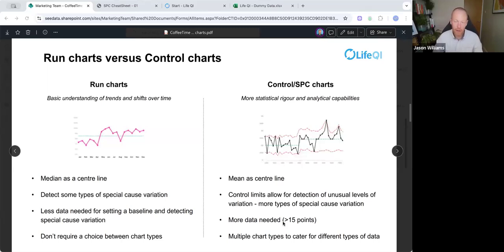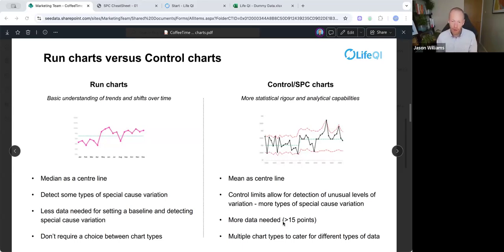But there's obviously the downside that the run chart is less sensitive, it's less accurate in some sense at detecting different types of special cause variation. Perhaps a benefit of using run charts, the last point we got there, is it doesn't require a choice between different chart types. It's just a run chart. There's no picking different types of run chart. It's just a run chart. So it's a bit more straightforward to get started. There's less decision making involved in that sense. So that can be seen as a benefit.